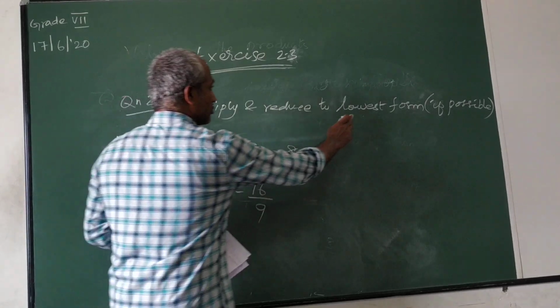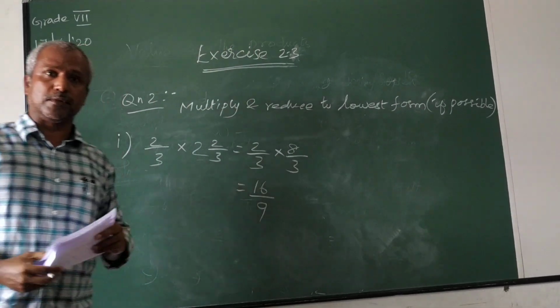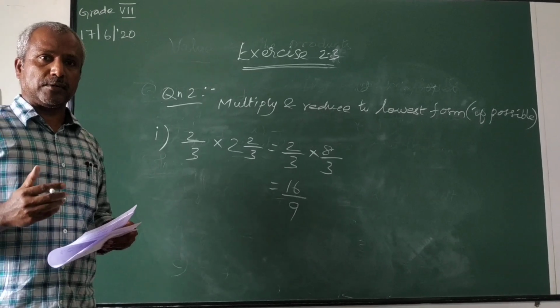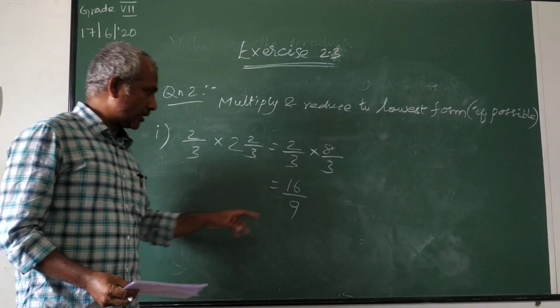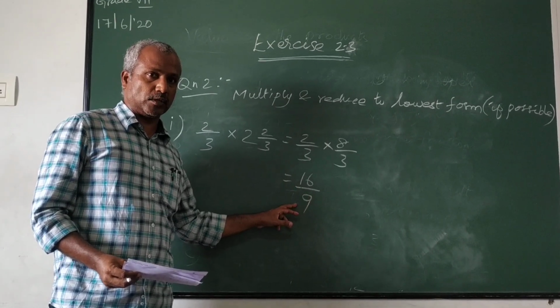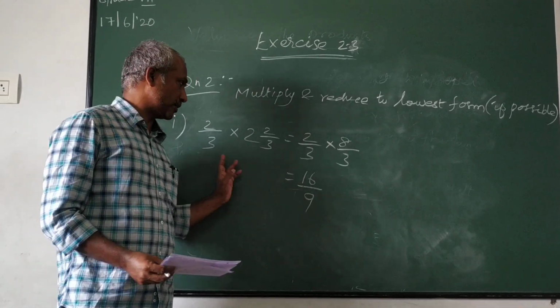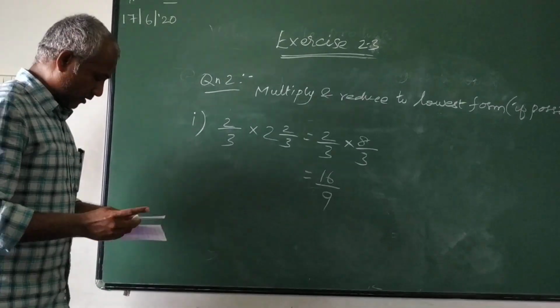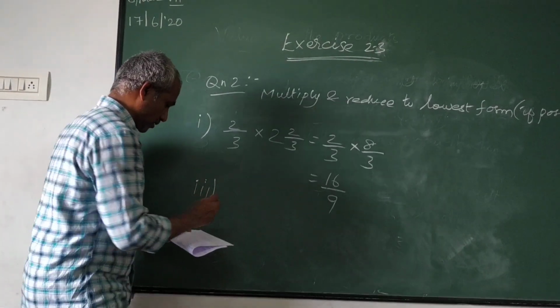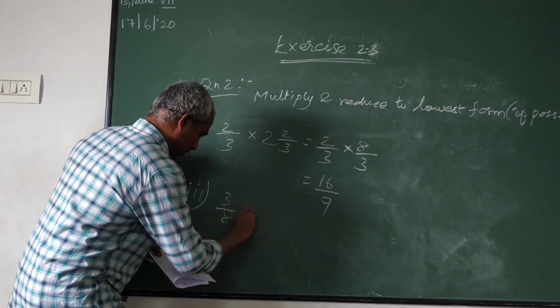Now the question is lowest form. Lowest form means both the numerator and denominator must have the common divisor of 1. Now look here, 16 and 9, both numbers commonly have the divisor 1. So this is the lowest form of the result. Next we will move to subdivision 3. 3 by 8 into 6 by 4.